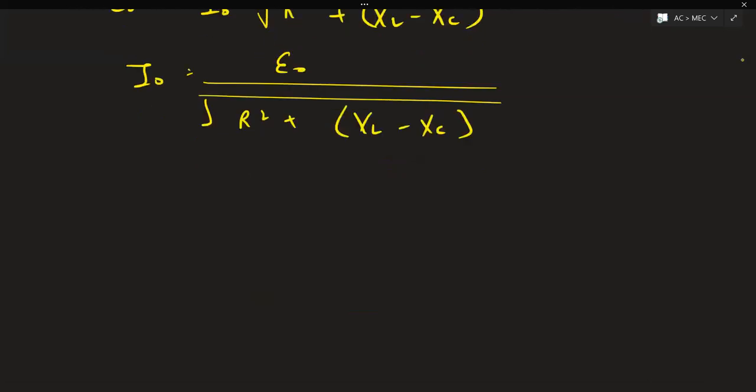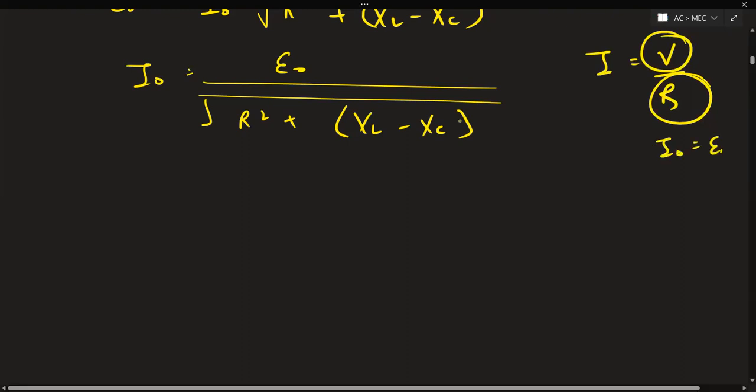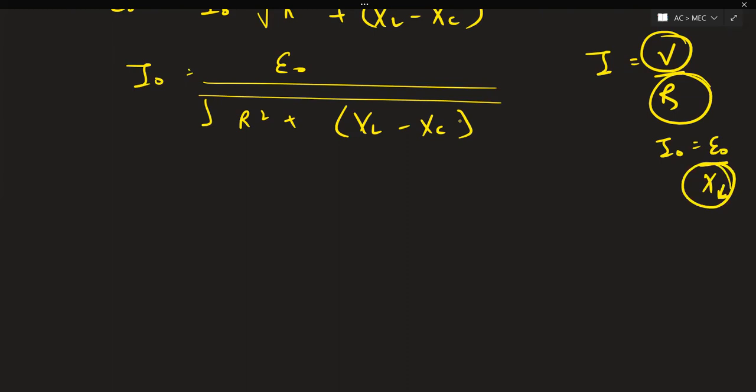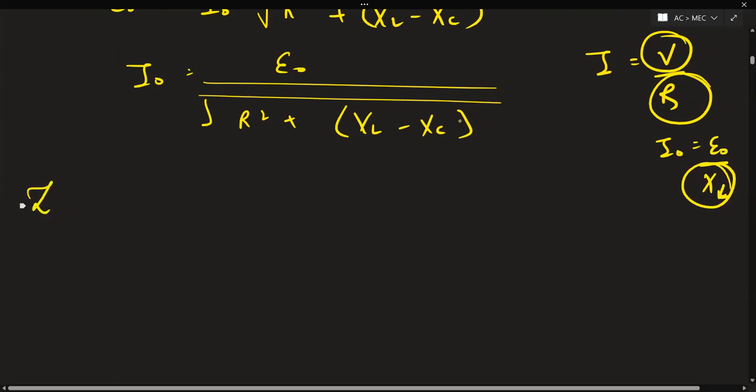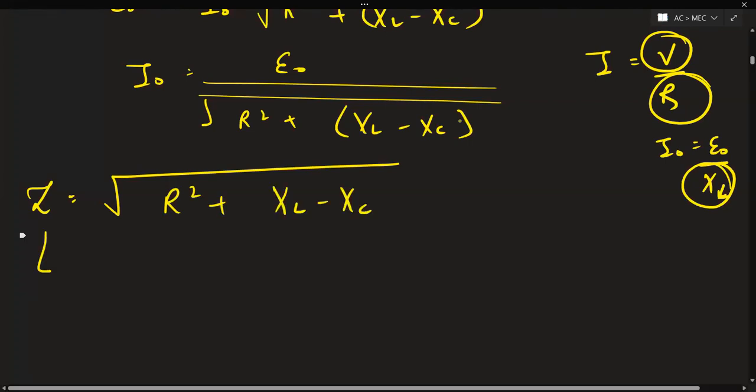If you compare it with Ohm's law, I is equal to V by R. V is EMF. Resistance is this denominator that you're getting. In the earlier numericals, in the earlier questions, we did it like this, so we could figure out that this is the resistance. Similarly, you can figure out that this is the resistance. Here, we represent it by Z, which is known as the impedance.